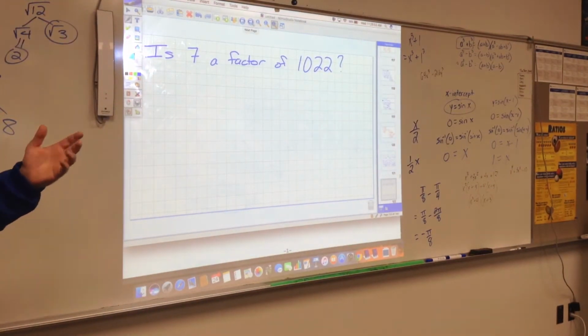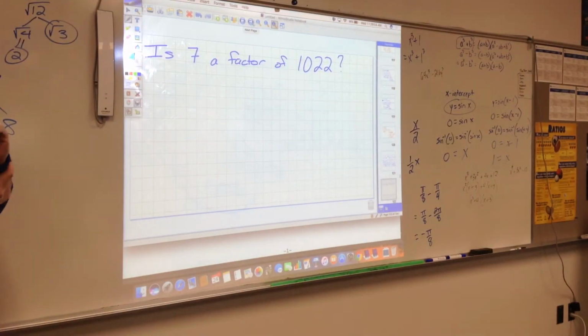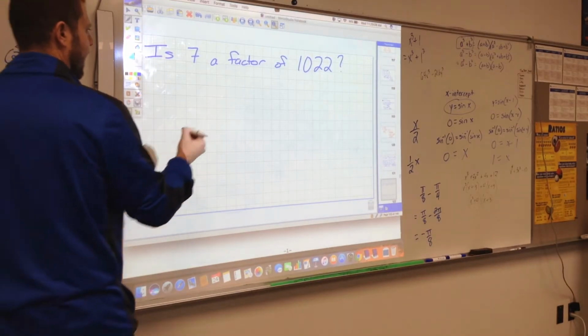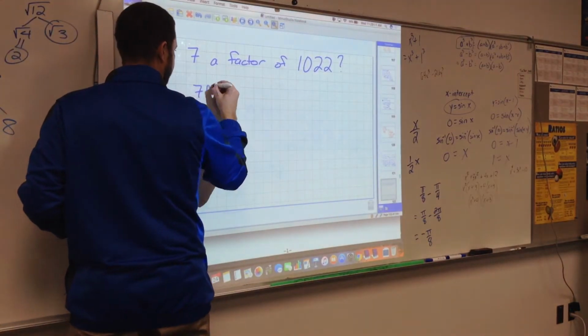I'm just going to bring it back to numbers in a moment. Is 7 a factor of 1022? Nobody knows it off the top of their head, I'm guessing. So what are you going to do? You're going to divide, right? And I'm going to go old school here.